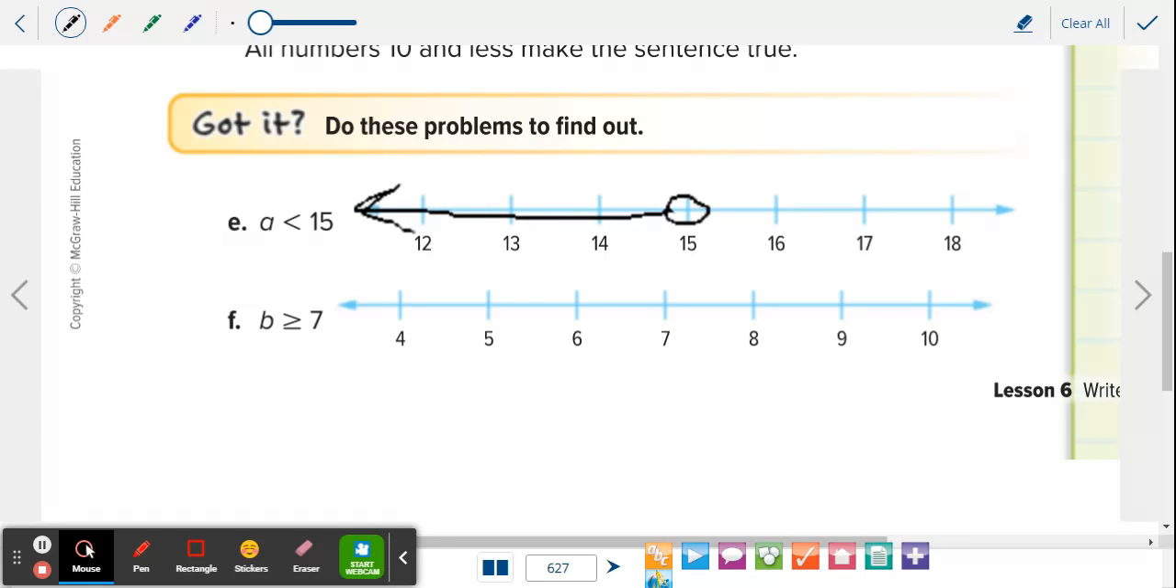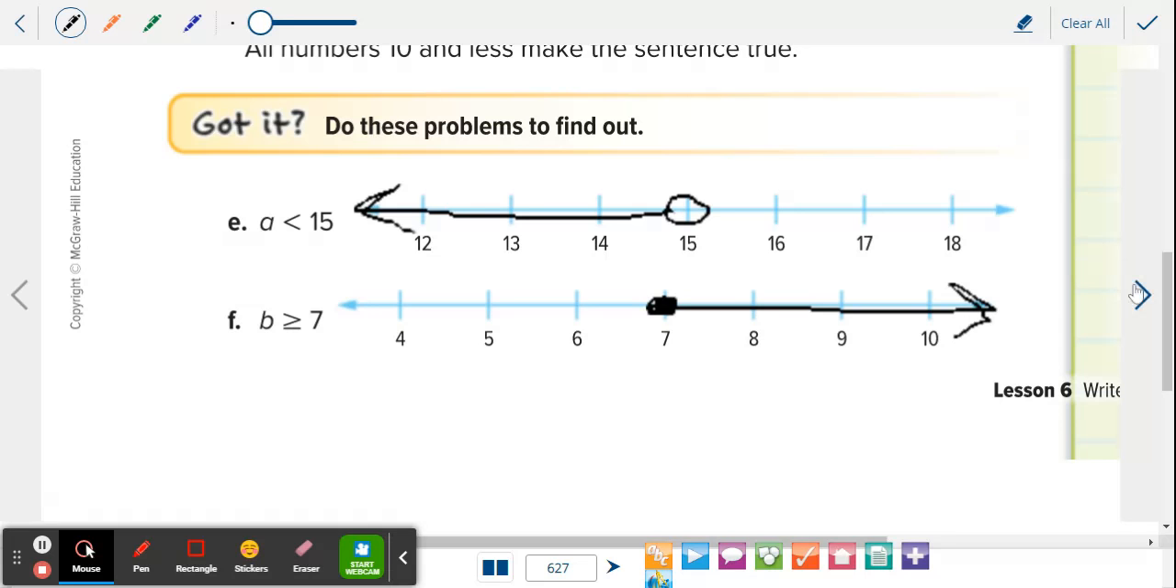And letter F, B is greater than or equal to 7. So do we do circle or dot? A dot, right on 7. So do we go left or right? To the right. And there's your answer. Any questions on those graphs?